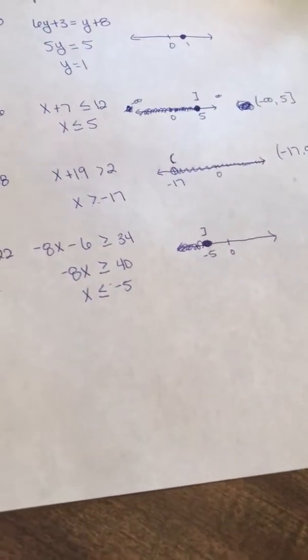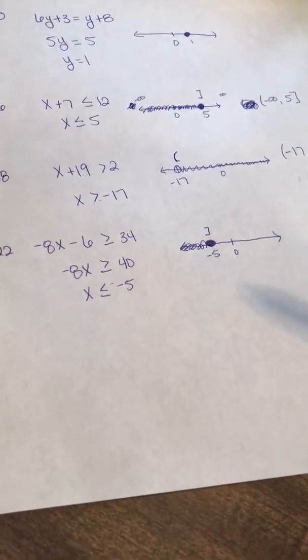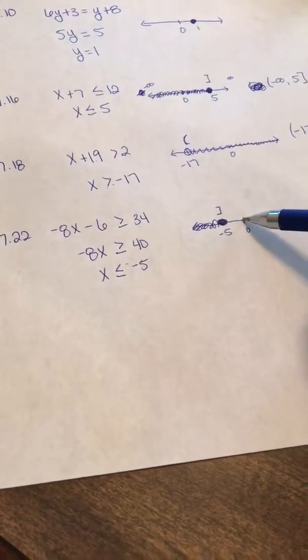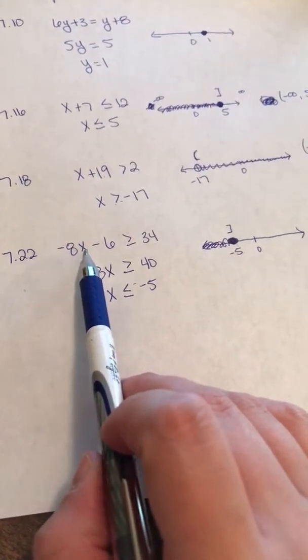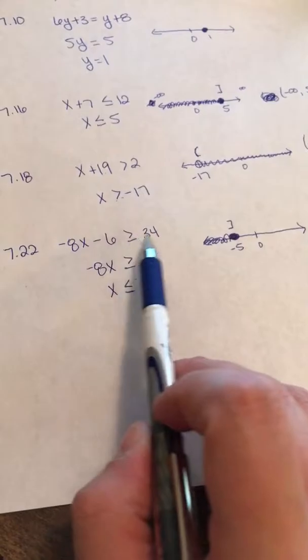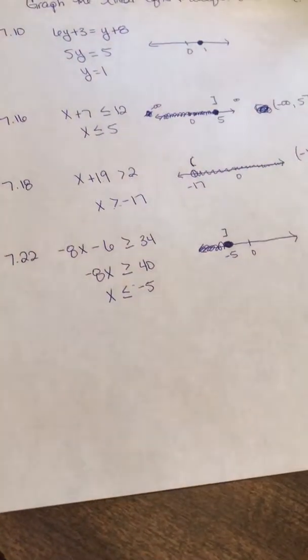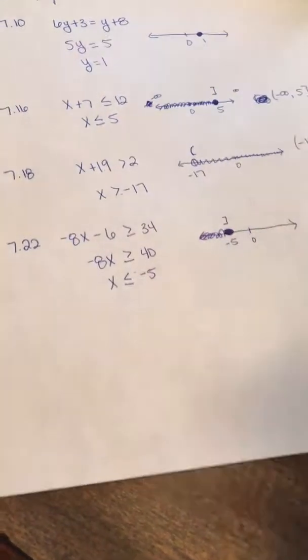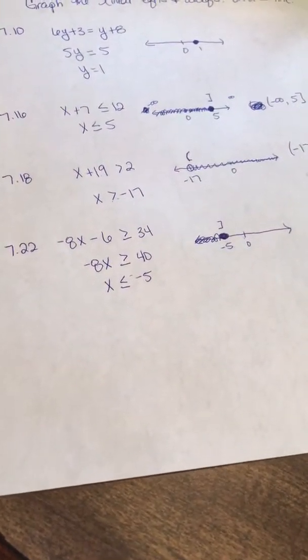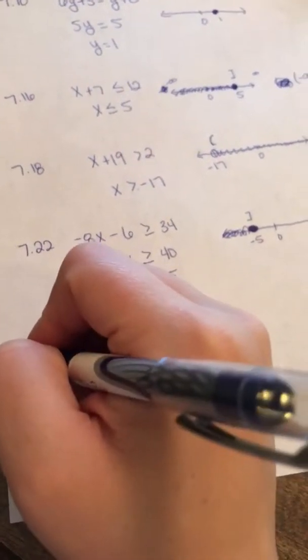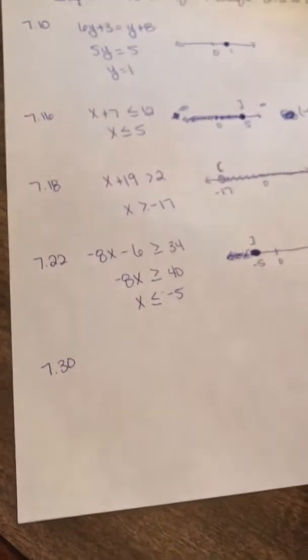And of course, you can always check these. You can always pick a number. Like if you plug in 0, 0 shouldn't work. Negative 8 times 0 is 0. Negative 6 is not greater than or equal to 34, so that's good. 0 is not shaded. If you plug in like negative 10 will work. So you can always check your answers, make sure they are correct.